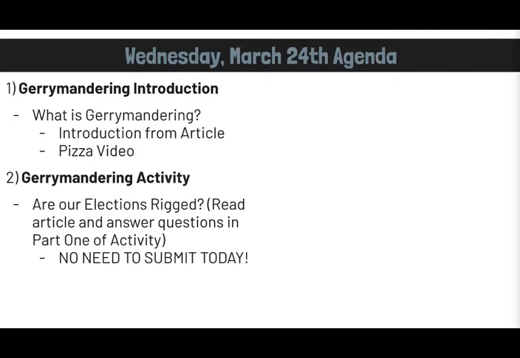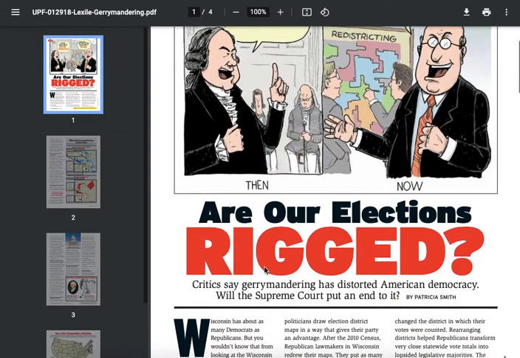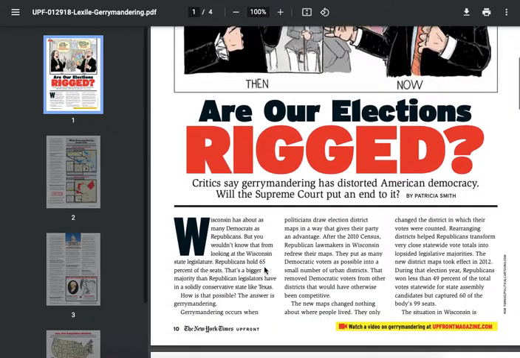Okay, so first things first, what is gerrymandering? Today I'm going to be giving you this article titled Are Our Elections Rigged? It's a pretty hot take. And the subtitle says, Critics say gerrymandering has distorted American democracy. And will the Supreme Court put an end to it? So, I'm going to start by reading the introduction. Just follow along with me.